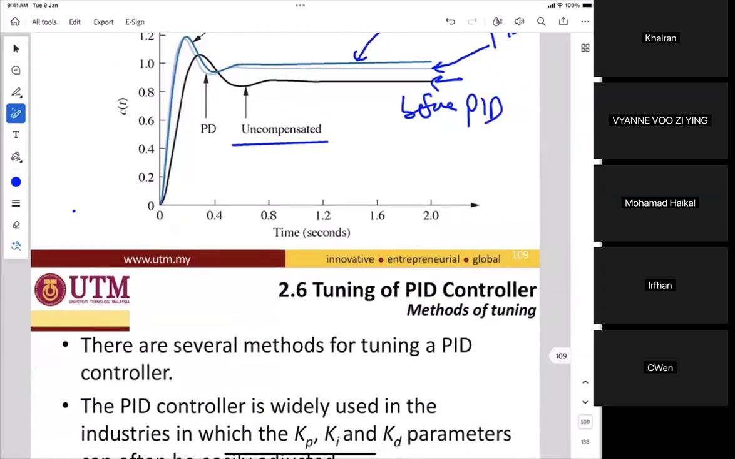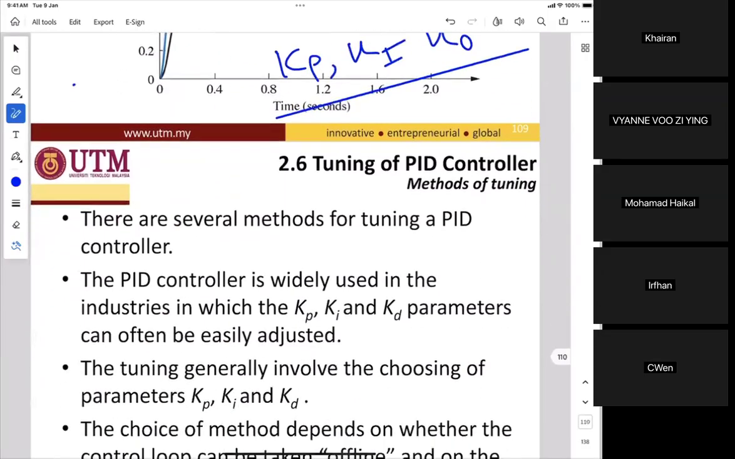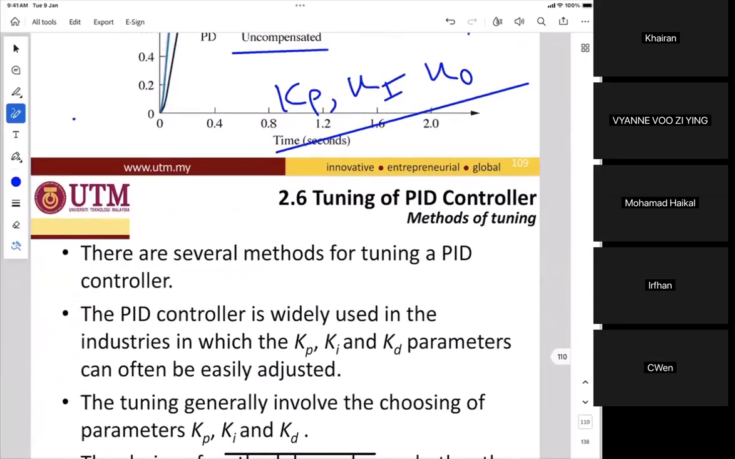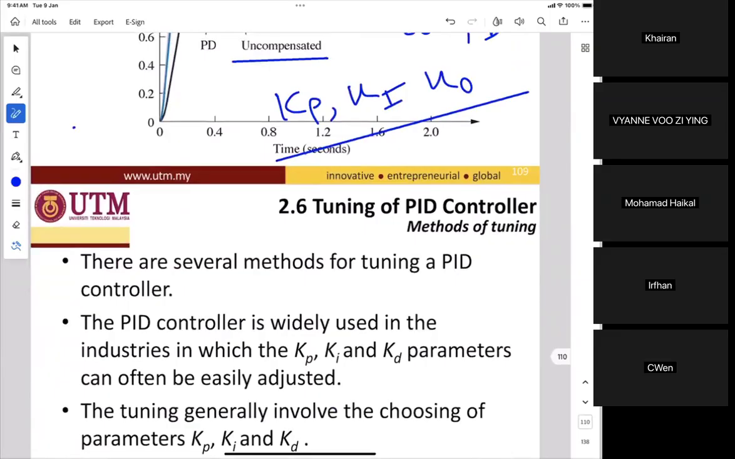This is the way we get the values of Kp, Ki, and Kd. There is another way to get these values. We call it a tuning method, tuning of the PID controller. There are several methods for tuning a PID controller, so you can Google many methods.